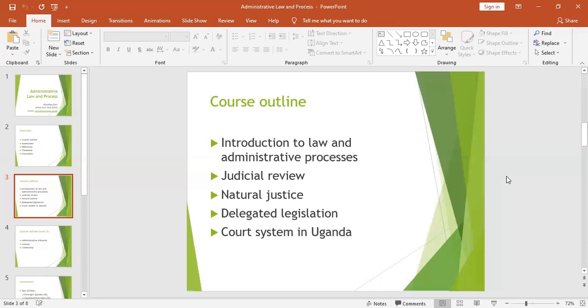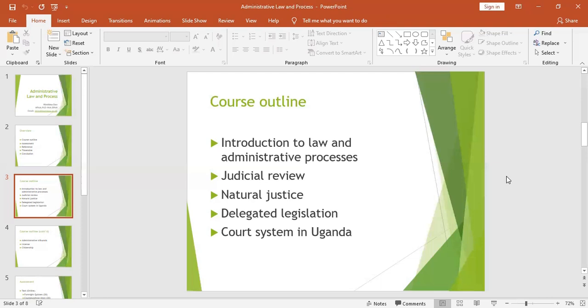Then we shall look at another topic called natural justice definition. Then we shall look at principles of natural justice. We shall look at when natural justice can be disregarded by courts of law. I'm just giving you a summary. We shall look at all the topics and I will explain them. We shall look at delegated legislation, why it is important, and then the disadvantages of delegated legislation.